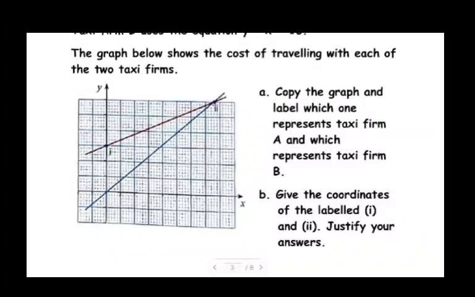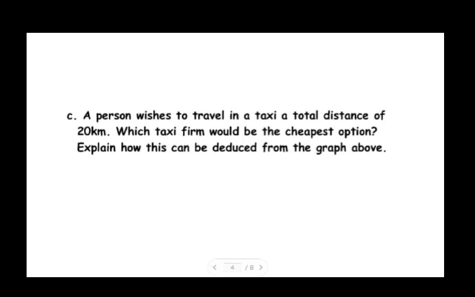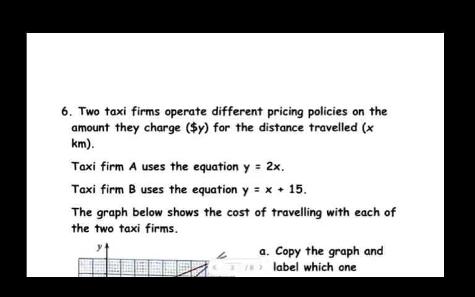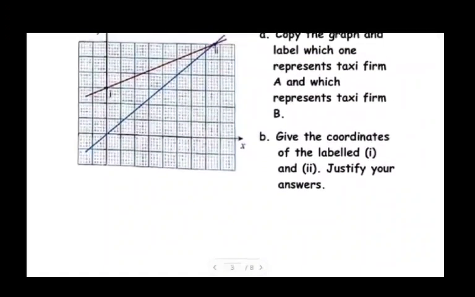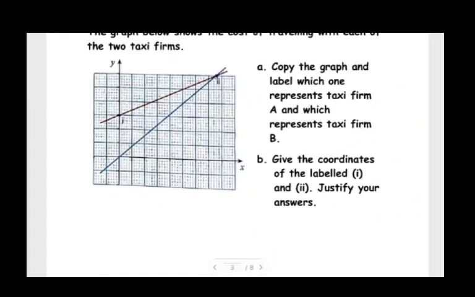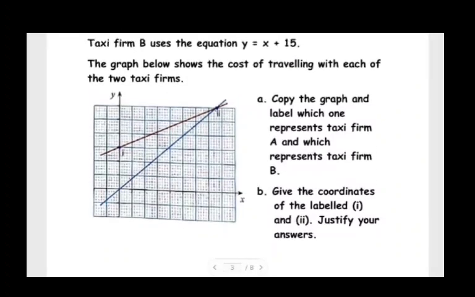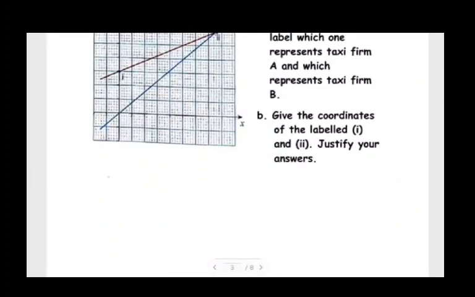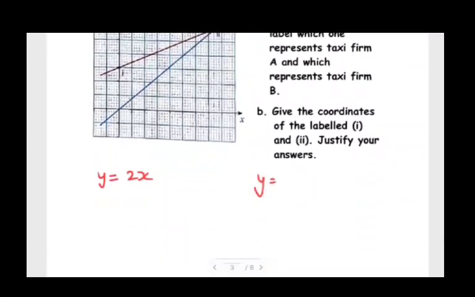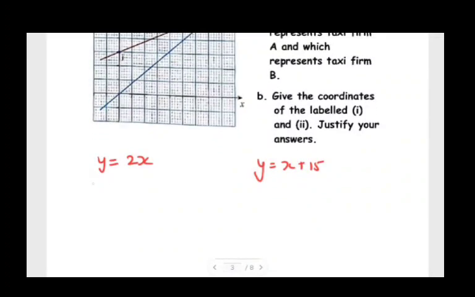So should I go ahead and make a table for this as well? I'll make it right here. Okay, so here we go. I'll make a table for y is equal to 2x. So y is equal to 2x, and the other one is y is equal to x plus 15. So I'll just take jumps of two children.